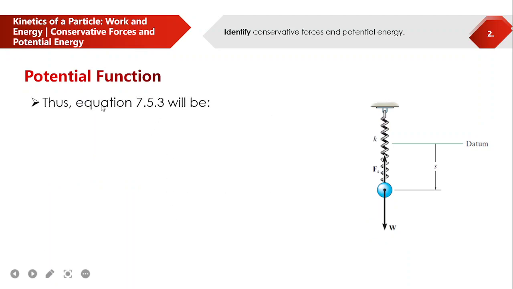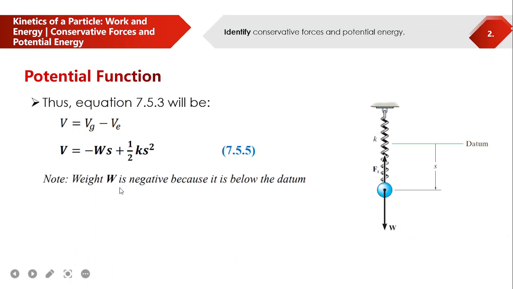So, thus the equation 7.5.3 will be this one. Okay? So, that will be V is equal to the formula to get your weight. Now, since it is below the datum line, negative yung potential energy ng gravitational. Okay? Na-discuss na natin yan. Bakit? Okay? So, negative W S plus 1 half K S squared. Okay? Kasi always positive yung natin dito, di ba? Yung V sub E natin. Yeah. So, 1 half K S squared. Okay? Weight, W is negative because it is below the datum. Okay? Na-discuss na natin yan.